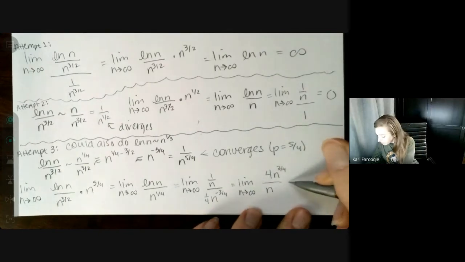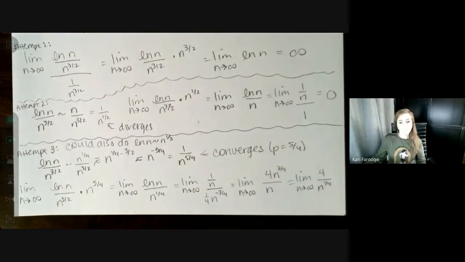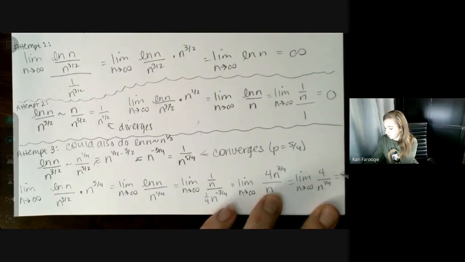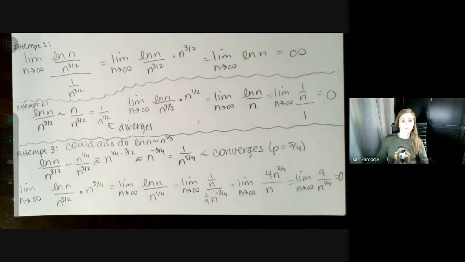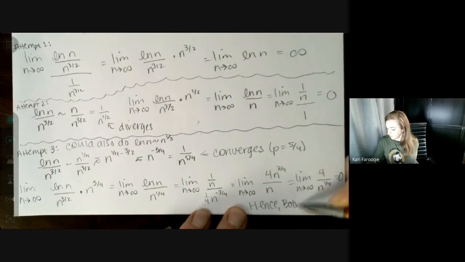And then you can cancel again. This is just going to be 4 over n to the 1/4 power, which is going to be 0. That's okay because my comparison series converged. So hence both series converge.